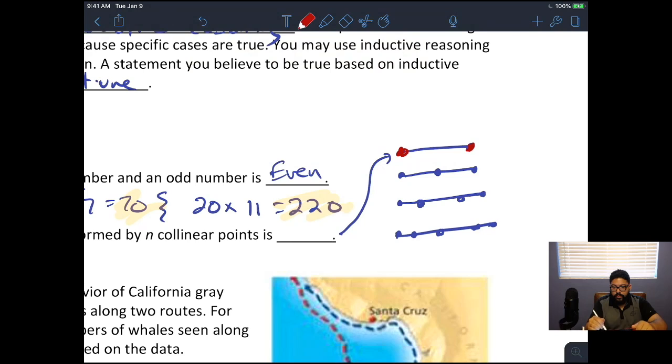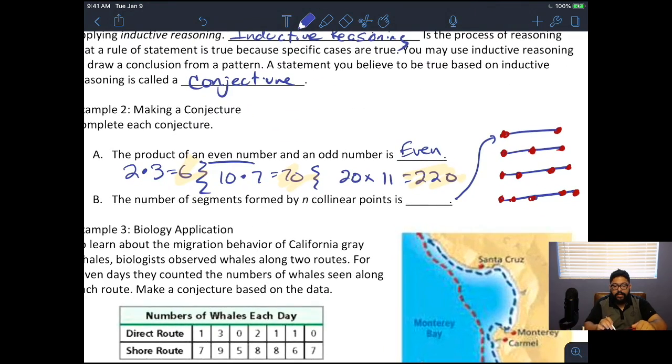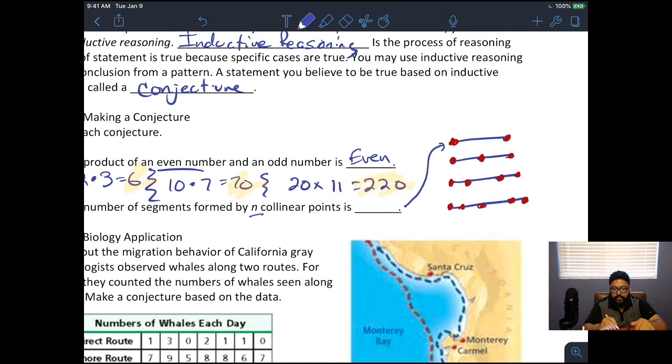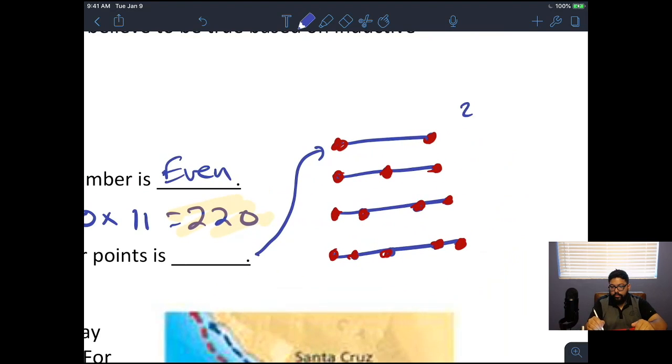So I started with 2 endpoints and 1 in the middle, 2 endpoints and 2 in the middle, 2 endpoints and 3 in the middle. So what do we think the next number is going to be? Let's look at the statement. It says the number of segments formed by n collinear points. So n means just whatever number is next in our pattern. So we have 2 points here, and I made 1 segment.